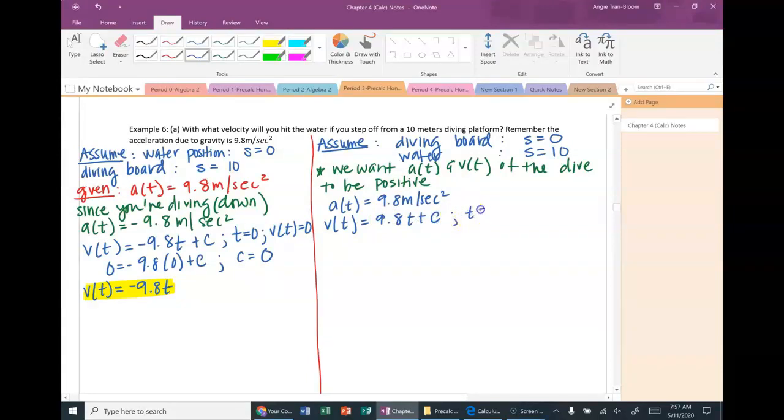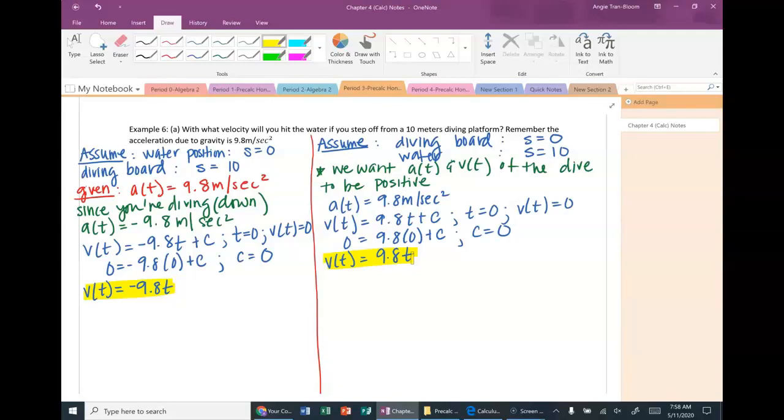And again, we are going to use at the beginning of time when t equals 0, your velocity is also 0 because you haven't gone anywhere. That will allow us to solve for your constant c. As you can see, this is the same thing, so we get both answers the same except one is positive and one is negative. It will change slightly in a little bit. Now it says, at what velocity will you hit the water if you step off of a 10 meter diving platform?